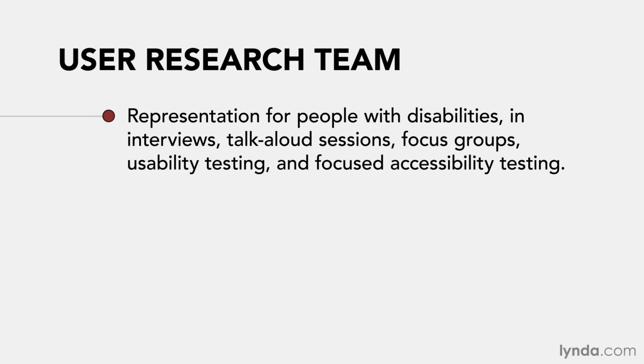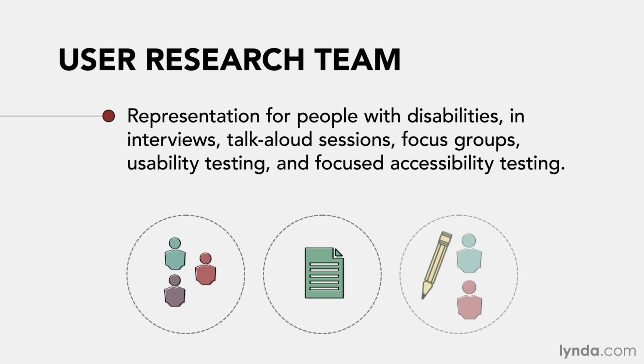The user research team ensures that people with disabilities are an integral part of the research activities. They include appropriate representation for people with different types of disabilities in all aspects of the research. That includes interviews, talk-aloud sessions, focus groups, facilitated and remote usability testing, and other dedicated accessibility testing.